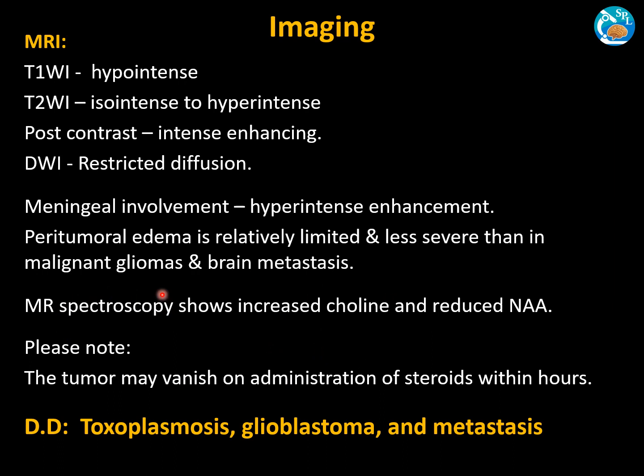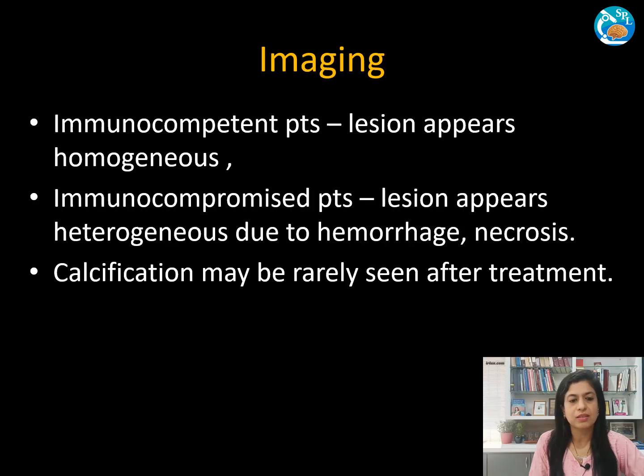And one must always take the history of administration of corticosteroids. As I already said, the tumor vanishes or shrinks in size within hours. So the differential diagnoses on imaging are toxoplasmosis, multifocal glioblastoma, and metastasis. In immunocompetent patients, these lesions usually appear homogeneous, and in immunocompromised patients, these lesions are heterogeneous due to hemorrhage and necrosis.